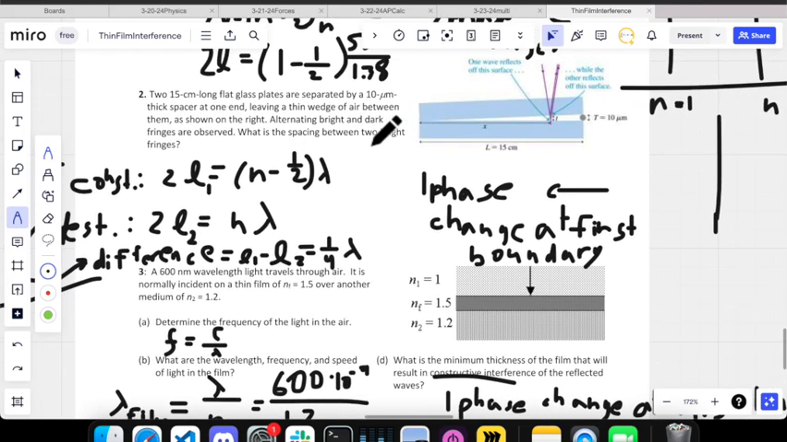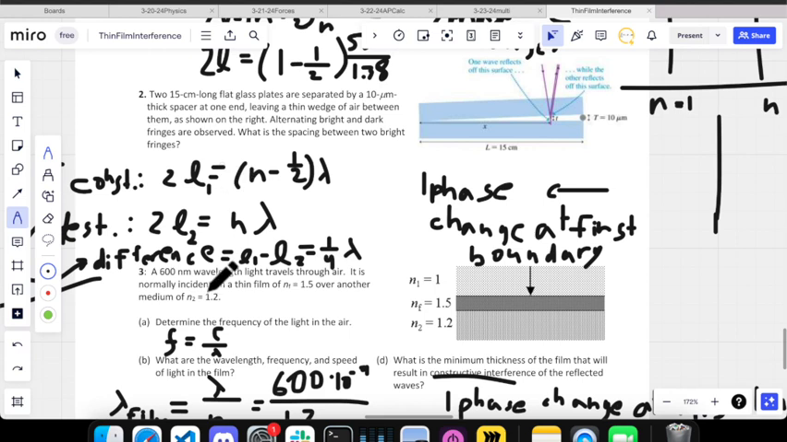So this situation: two 15-centimeter long flat glass plates are separated by a 10 micrometer thick spacer at one end, leaving a thin wedge of air between them, as shown on the right. Alternating bright and dark fringes are observed. What is the spacing between two bright fringes?